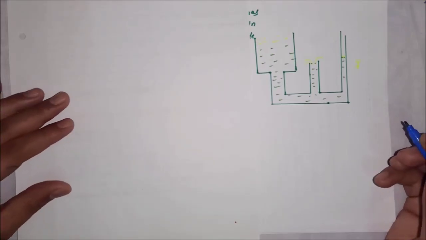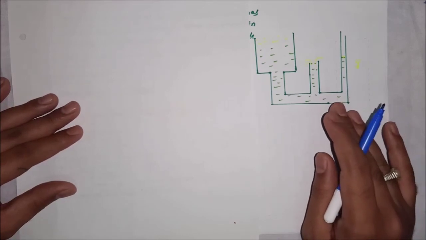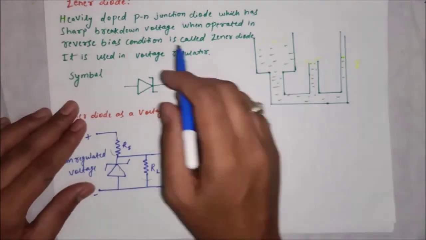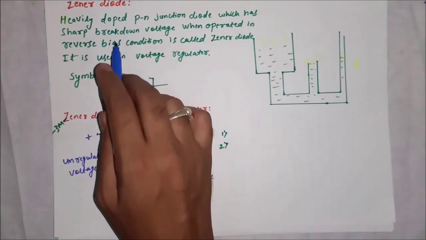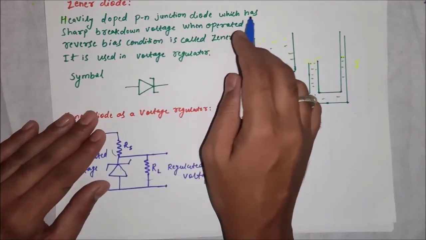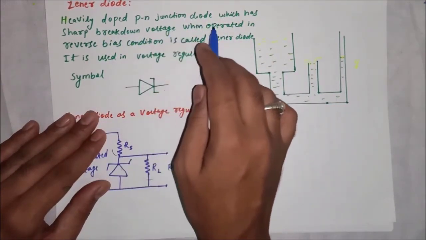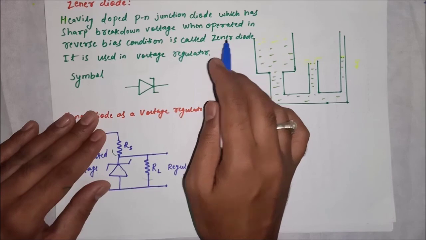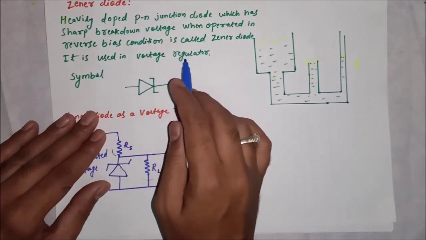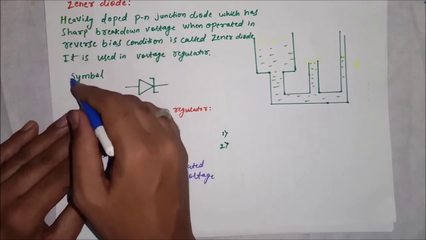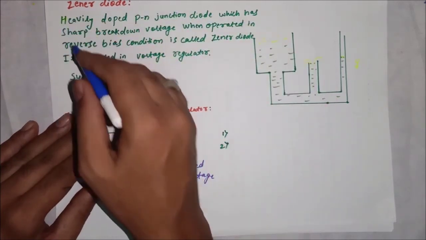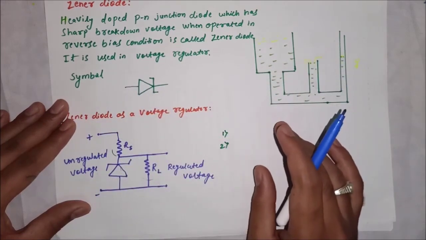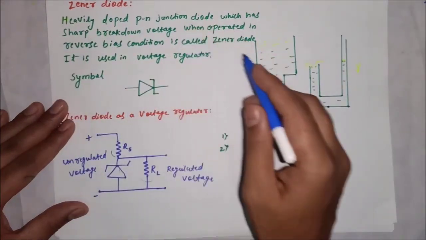Okay, now we will come to the point: what is a Zener diode? Here it is, the Zener diode. A Zener diode is a heavily doped PN junction diode which has a sharp breakdown voltage when operated in reverse bias condition. It is used in voltage regulators, and this is the symbol. So now you have understood the exact definition of a Zener diode after studying the working of the voltage regulator and the Zener diode. Now it is easy to understand, right? This is a Zener diode.